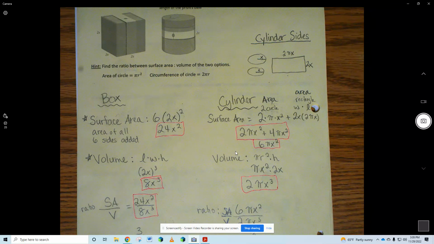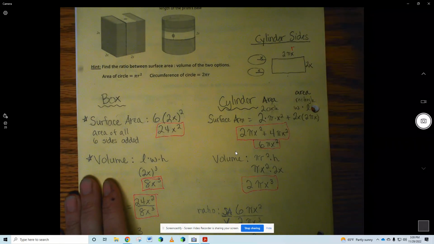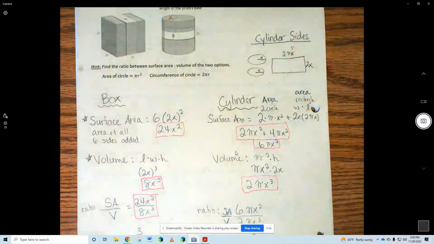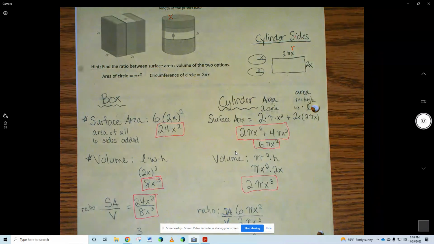So this is the circumference, 2 pi r. The radius is x. So the height of the cylinder is 2x. Length times width. I have to find the area of the rectangle, and I have to find the area of the 2 circles. That's surface area. So the cylinder's surface area is found by finding the area of the 2 circles, pi r squared, pi x squared, plus the area of the rectangle. Length times width.